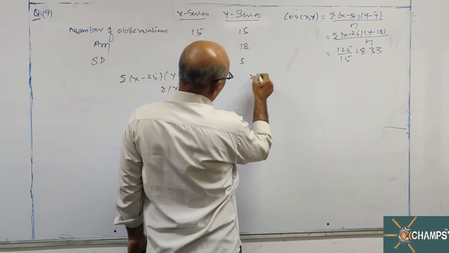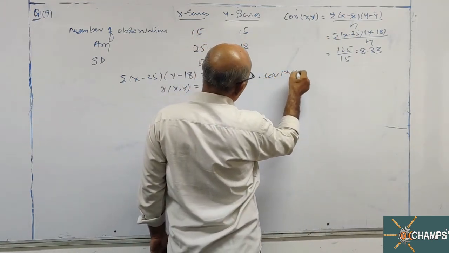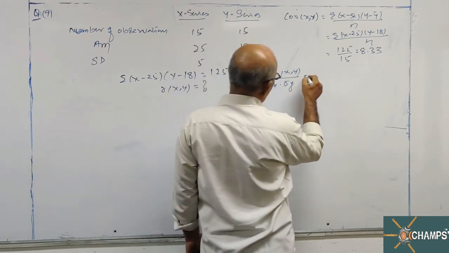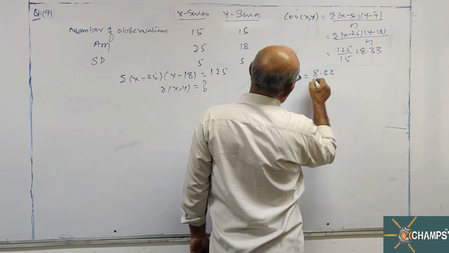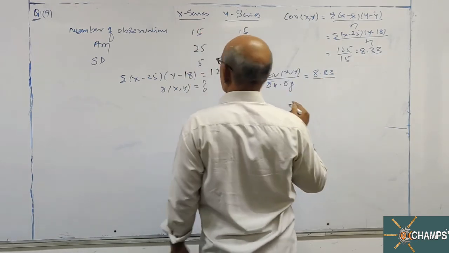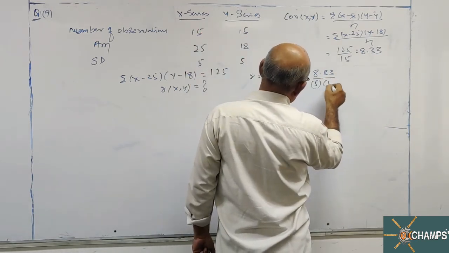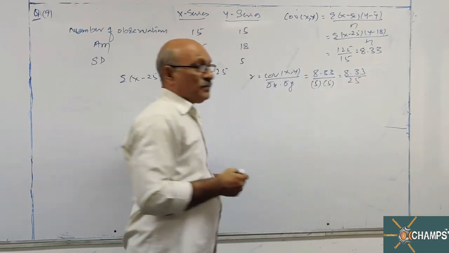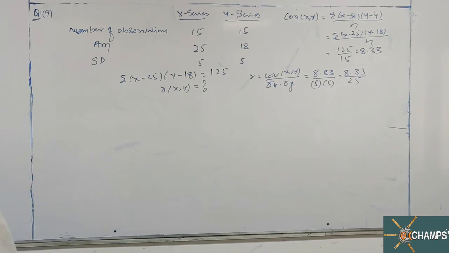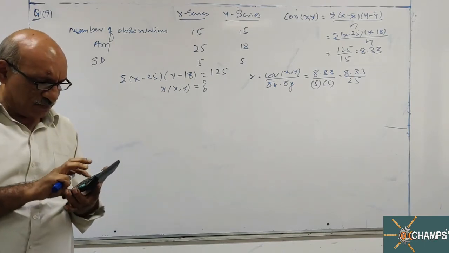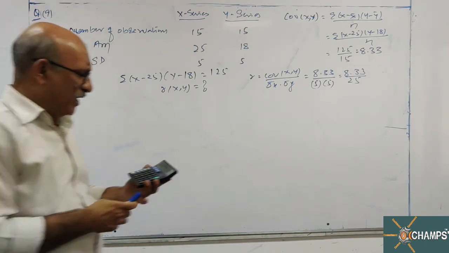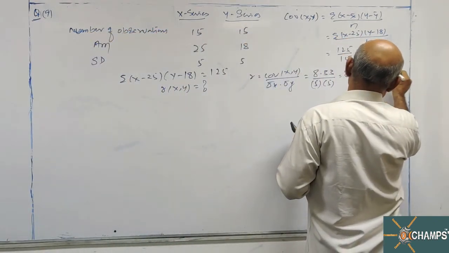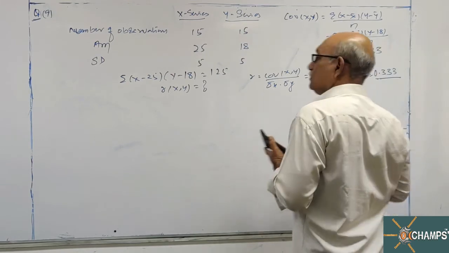So R is equal to covariance of x comma y divided by standard deviation of x into standard deviation of y. 8.33 divided by 5 and 5. 8.33 divided by 25. This is 0.333 recurring.